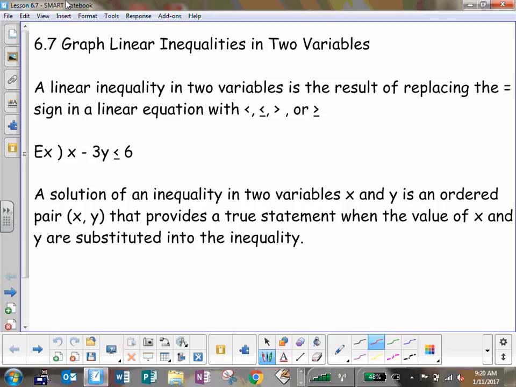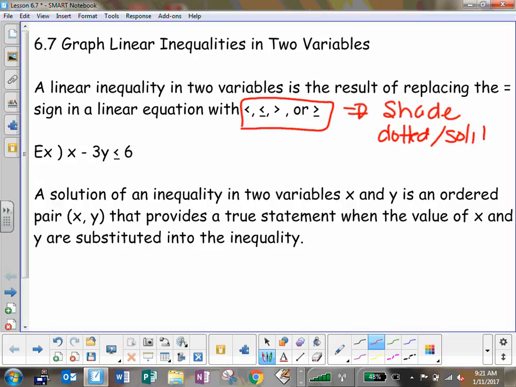Okay? So a linear inequality in two variables is a result of replacing the equal sign with one of these inequalities. And you want to understand or remember that you must be doing some shading. And you're going to decide if you have a dotted or a solid line. Those are the two things that you need to remember.